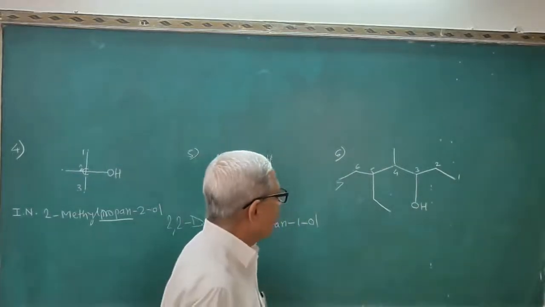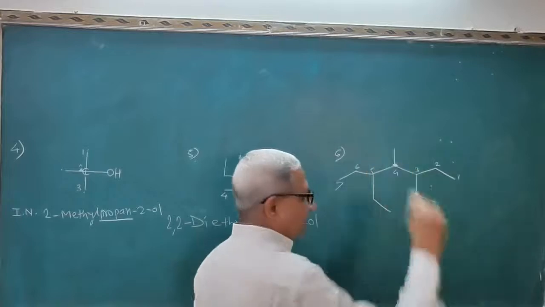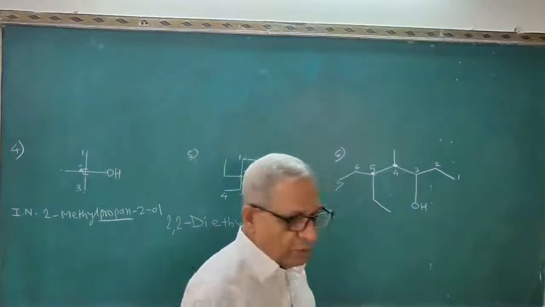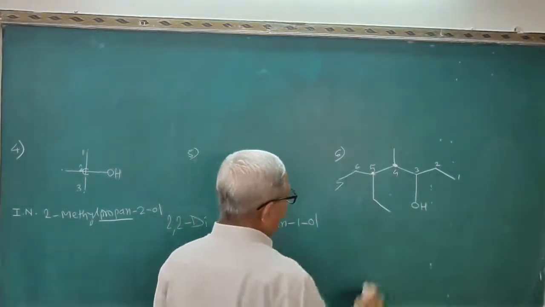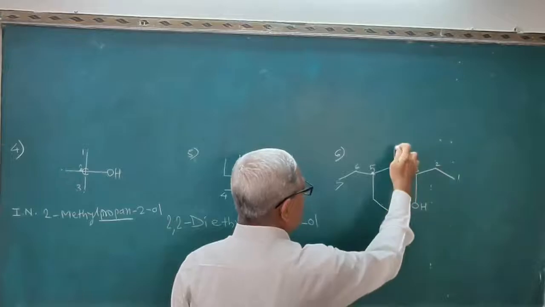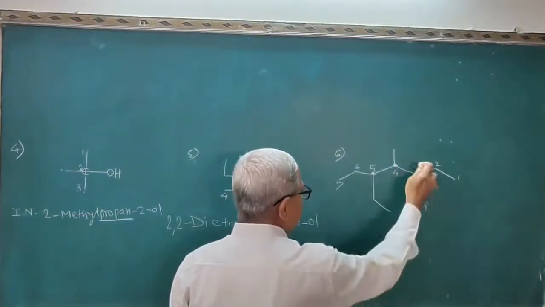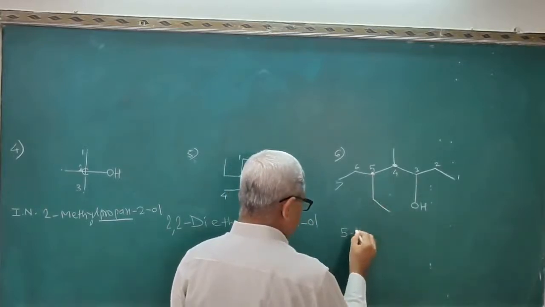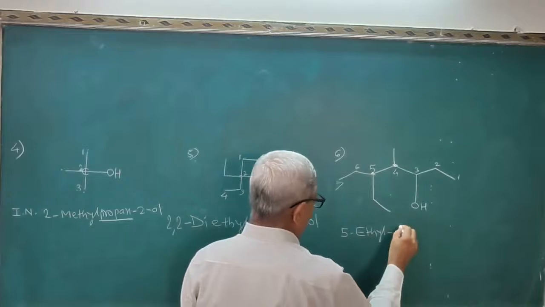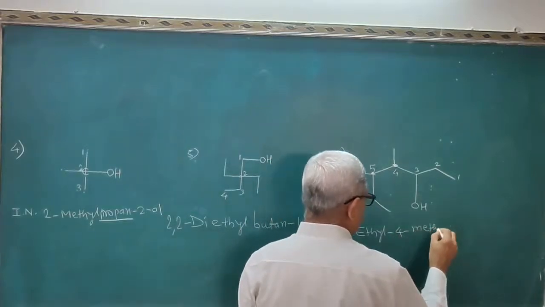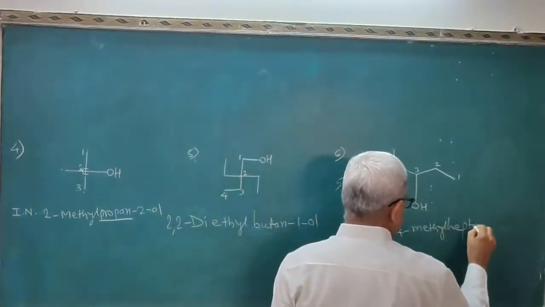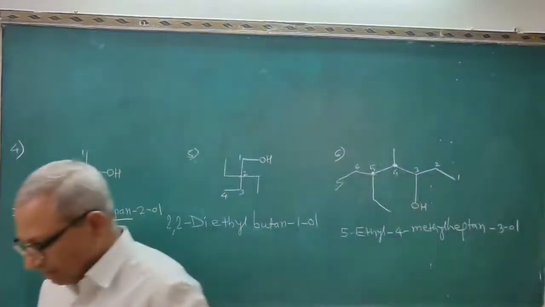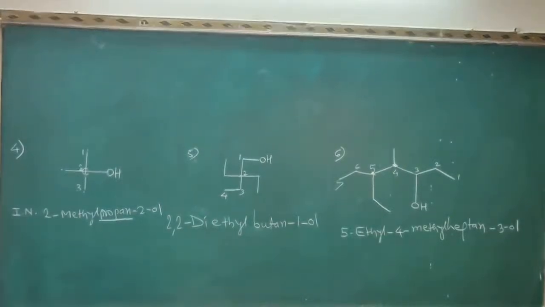See the substituents here. On the carbon number 4, methyl group. On the carbon number 5, ethyl group. So you have to use the alphabetical rule. So the name will become 5-ethyl 4-methyl heptane 3-OL. So write the name here: 5-ethyl 4-methyl heptane 3-OL. These are the names of the compounds.